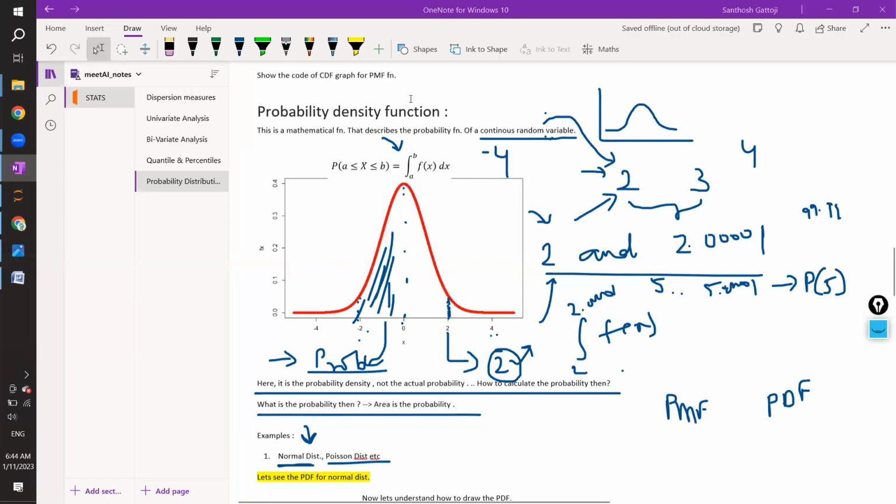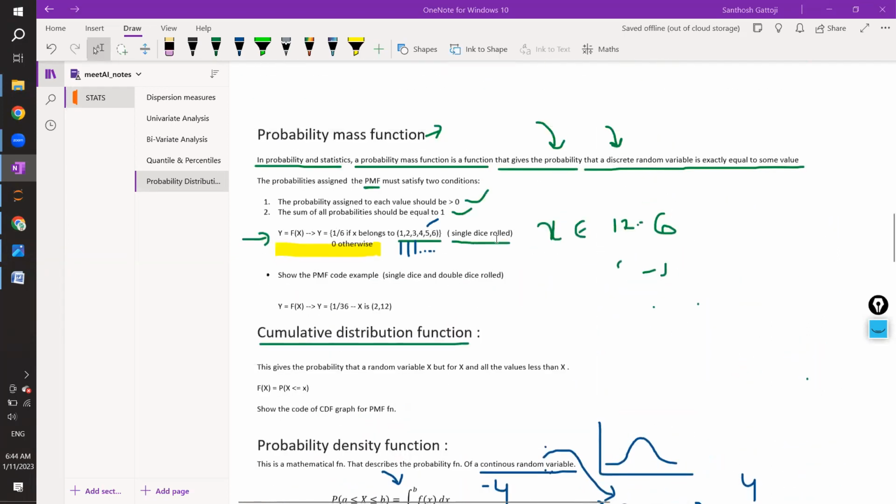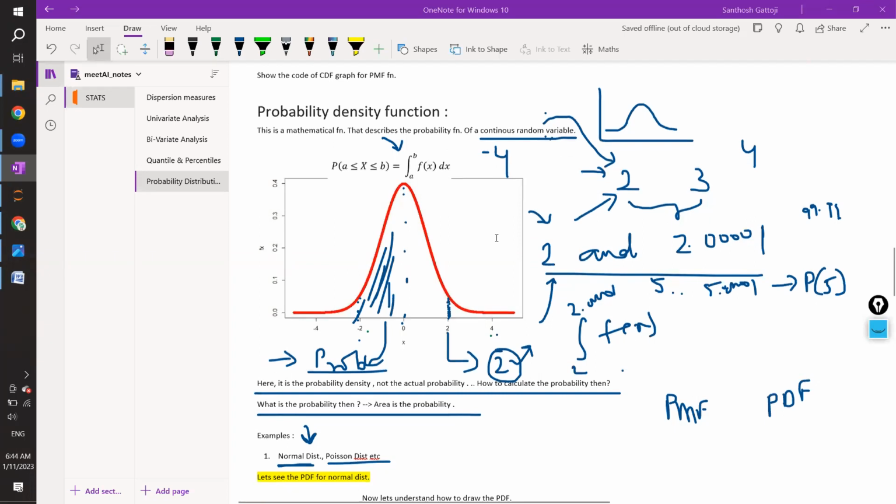So fine, let's start this. Yesterday we saw PMF. I hope you are good with the PMF part. We also started the PDF part, the PDF for the continuous random variable.